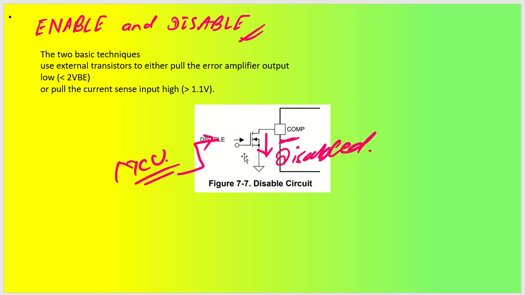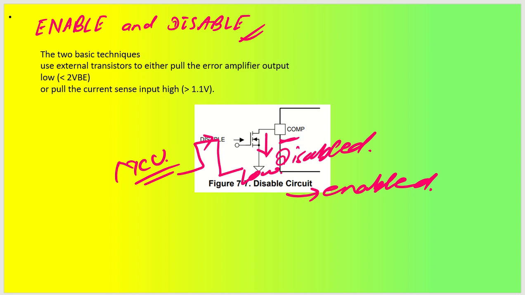If you want to enable it, you have to make it low. Once it goes low, it will be enabled. Understood? So whenever you make it high, it will be disabled. Whenever you make it low, it means compensation is not connected to ground now, and this is how it will get enabled.